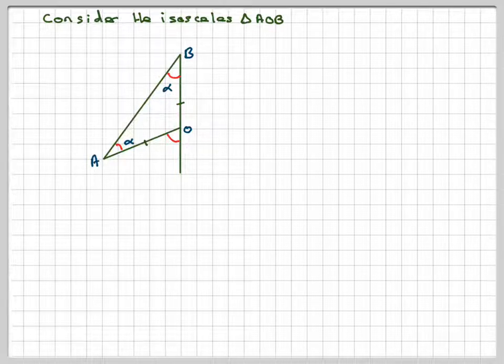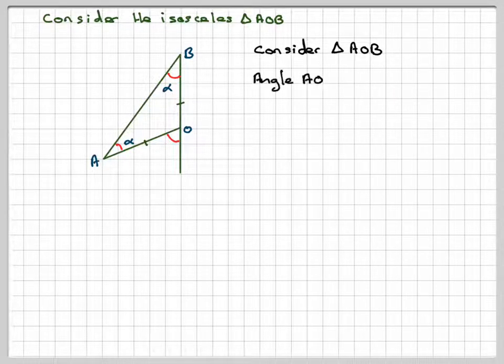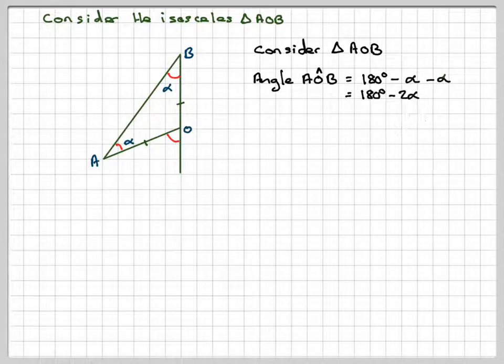Now, what we're going to try to do is, can we calculate what this angle should be? So if we consider triangle AOB, then angle AOB, which is this angle here, is going to be 180, because the angle sum of a triangle is 180, minus alpha, minus alpha. So that's going to give me 180 minus 2 lots of alpha.